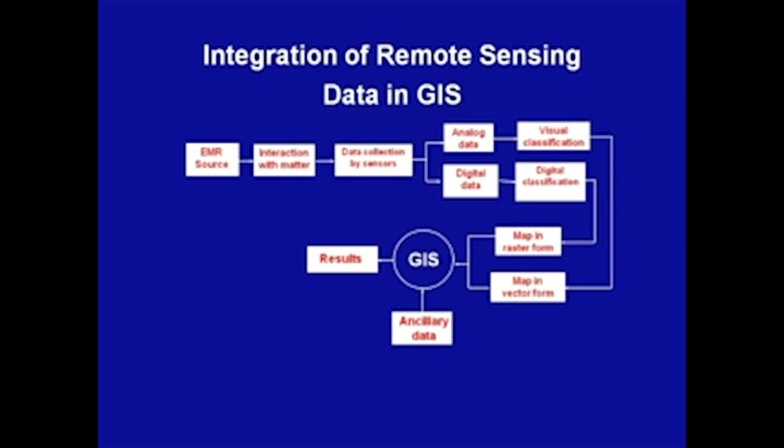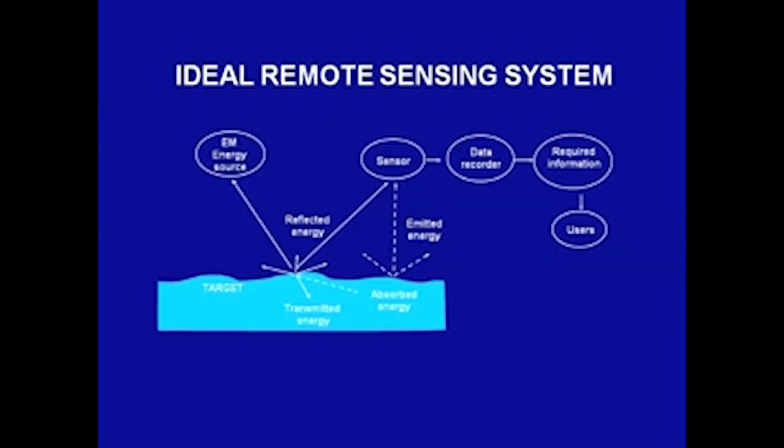Whichever form the data is available, now this can be used as an input into GIS, wherein we may have other ancillary information also inputted into the GIS so that certain decision making activities can be carried out within the framework of GIS and the net result can be obtained as desired by the user. So, this defines the ultimate goal to which remote sensing analyzed data can be put. First of all, let us look at what is the ideal remote sensing system.